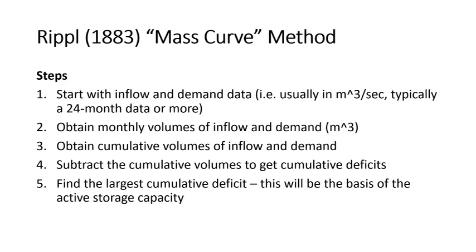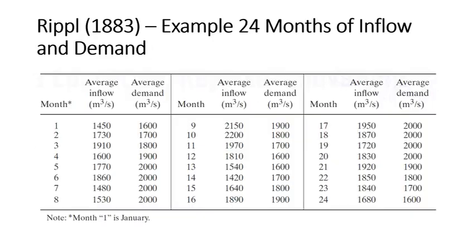And from there, we can find the largest cumulative deficit. This largest cumulative deficit represents the total amount of deficit that may span a couple of months. So you can have, like, 2 to 5 months of deficits, and the total of that is the largest cumulative deficit, and that will be the basis of your active storage capacity.